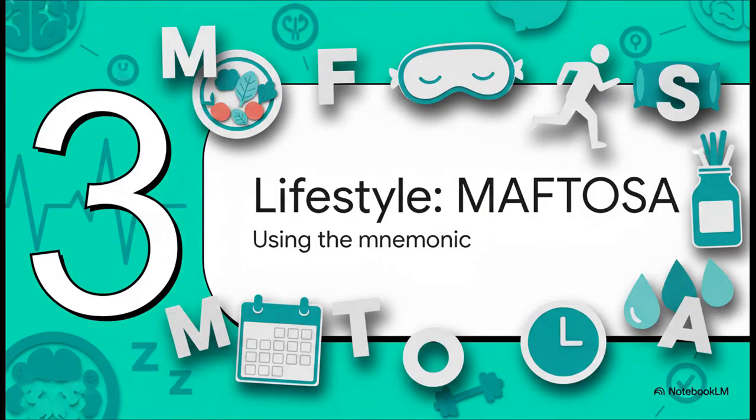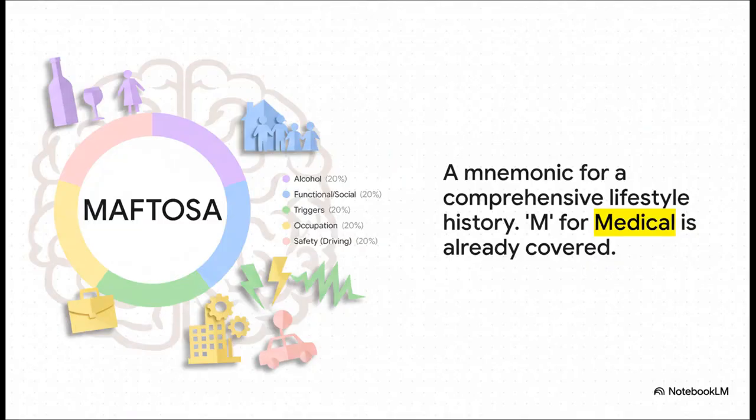All right, section 3, we're going to use a great little tool here to make sure we cover all the lifestyle stuff that could be impacting their epilepsy. It's the MF-TOSA mnemonic. It's a lifesaver for making sure your history taking is complete. You've already nailed the M for medical history, right? So now we're just going to quickly run through the rest. Alcohol intake, their functional and social life, any potential triggers, their occupation, and the big one for safety, driving.